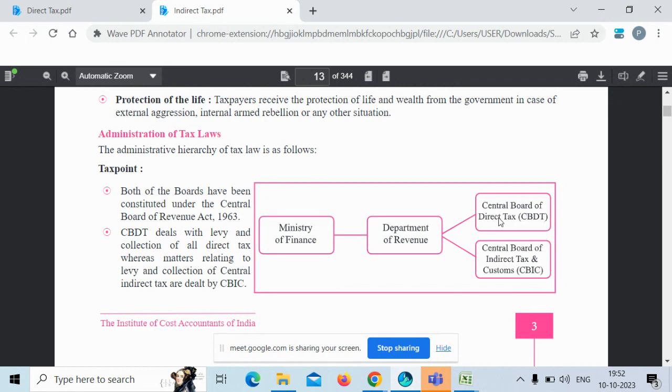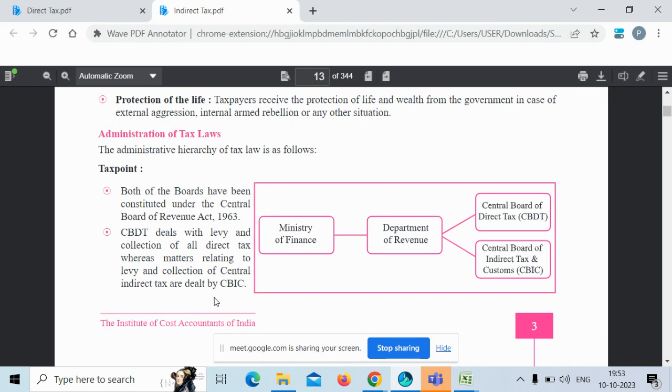See here, they have mentioned Central Board of Direct Taxes, Central Board of Indirect Taxes. Both of the boards have been constituted under the Central Board of Revenue Act 1963. So they are covered under what? Central Board of Revenue Act. CBDT deals with levy and collection of direct taxes, whereas matters relating to levy and collection of indirect taxes are dealt by CBIC, that is Central Board of Indirect Taxes and Customs.